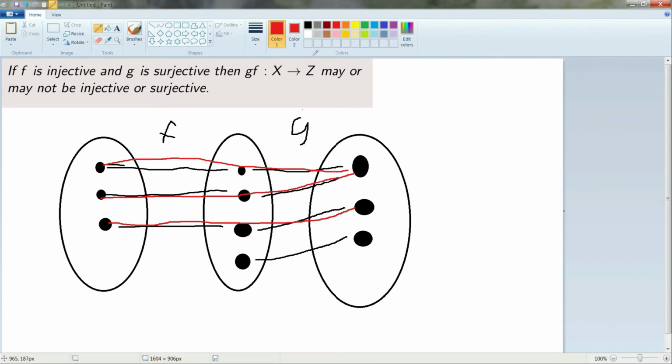So is this function injective? No. Why? Well, if I look over here, this element has two red lines pointing to it that correspond to two different elements in X. So this violates injectivity. Is this surjective? No, because there's nothing in f that mapped to this element in g, so this element here doesn't have anything that maps to it. So this is the basic idea for why this bullet point holds. It's not a formal proof, but from this picture you can build a formal proof pretty easily.